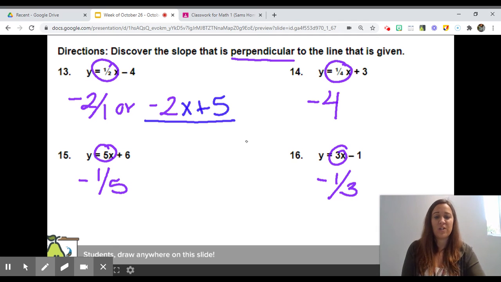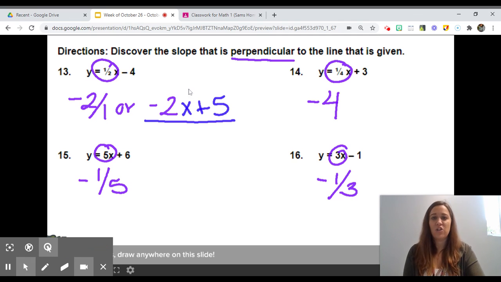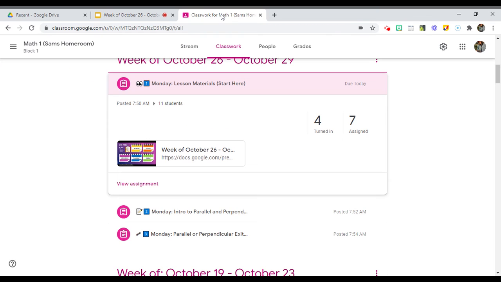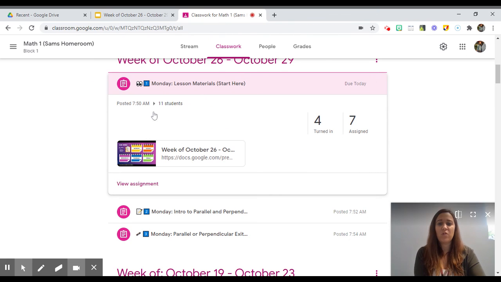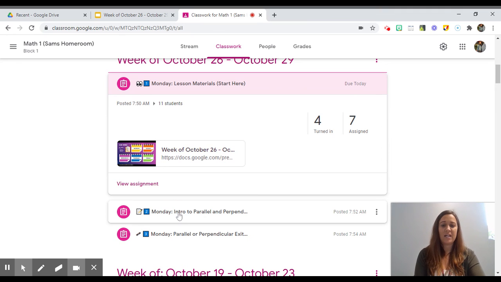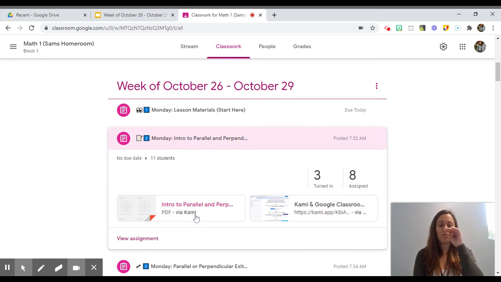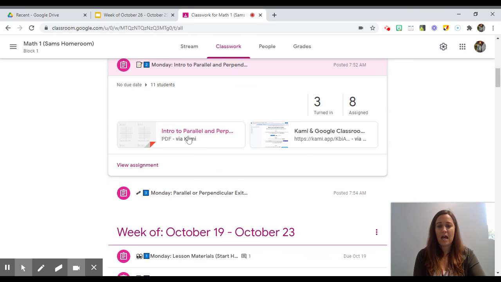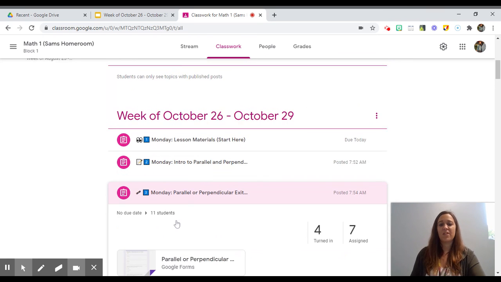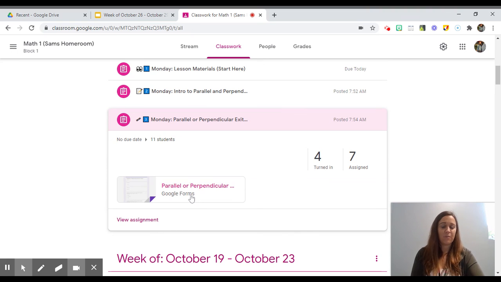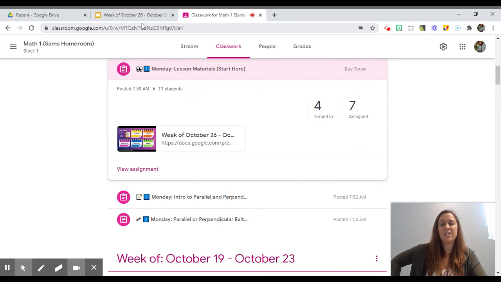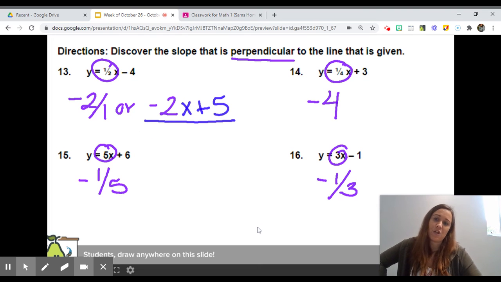So let's take a look at what your assignment could look like today. You are going into the Math 1 Google Classroom. Your video will be located here in the slides. You have the Monday Intro to Parallel and Perpendicular Lines and the Kami app here in Google Classroom, and then also an exit ticket completing your parallel or perpendicular line. So you have 2 assignments to complete today, and all of that will be located in your lesson materials. If you need anything, make sure you make a private comment or also email me.